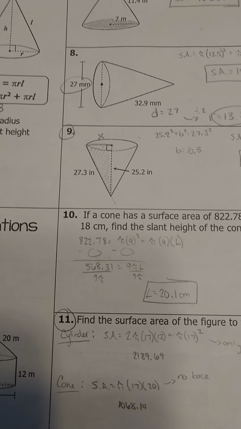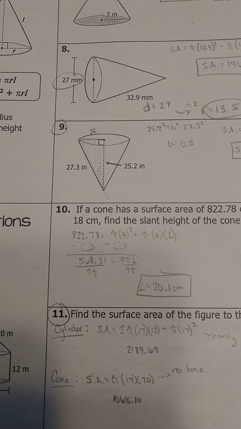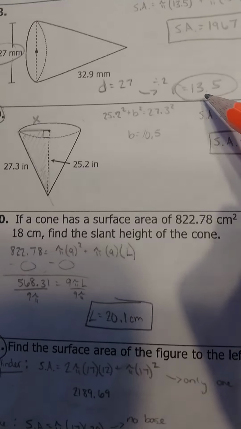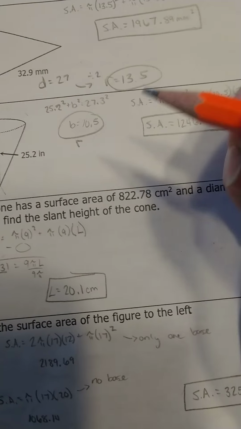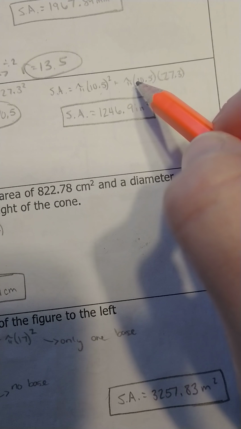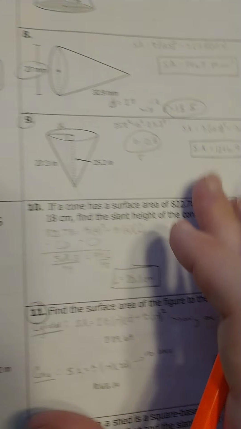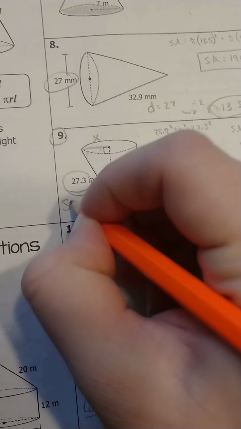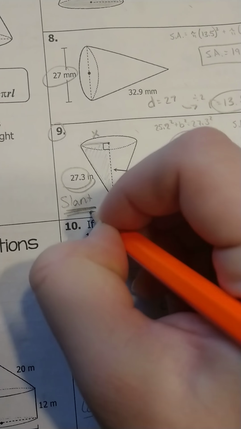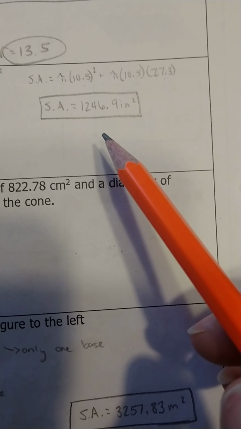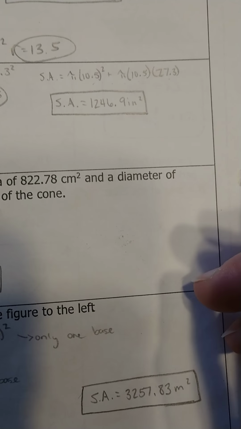So on this one, we're going to do x squared plus 25.2 squared equals 27.3 squared. If you solve it down, you get 10.5. So that 10.5 is our radius. And then from there, pi radius squared plus pi radius slant height. Make sure at this point, slant height is, oops, I just drew that right through my thing. Slant height is always on the outside. Plug it all in, you get 1,246.9 inches squared. Again, easy peasy. The hardest part of that is Pythagorean theorem.